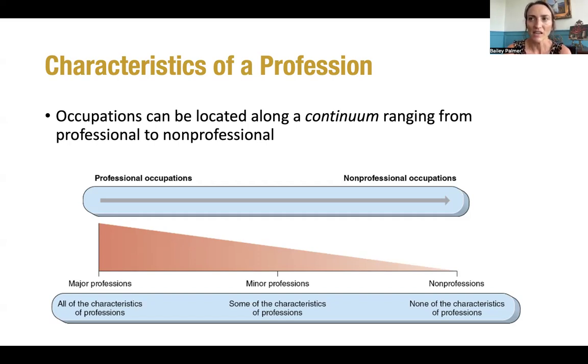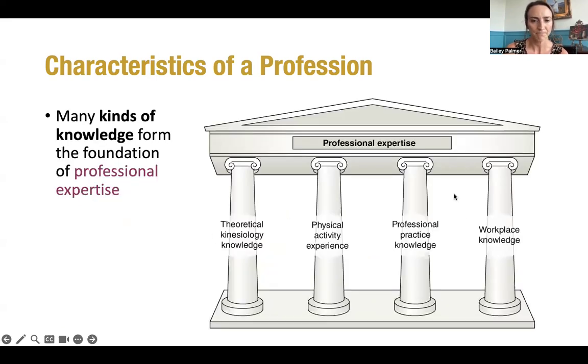It could also be white collar versus blue collar. So our white collar would be our major professions. Our blue collar professionals would be the non-profession side. And so anyway, just know how to classify professions versus non-professions.